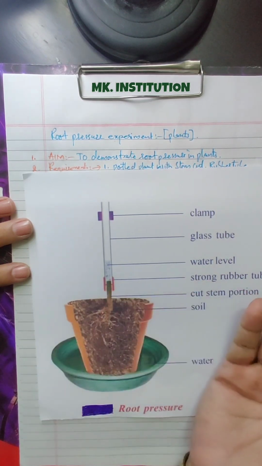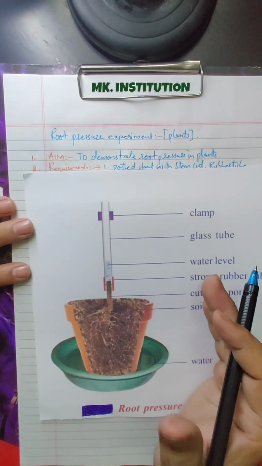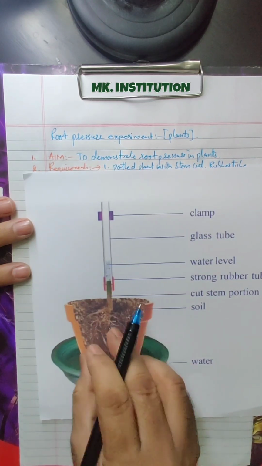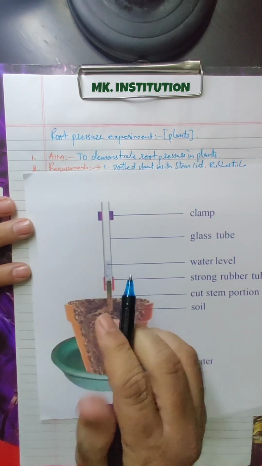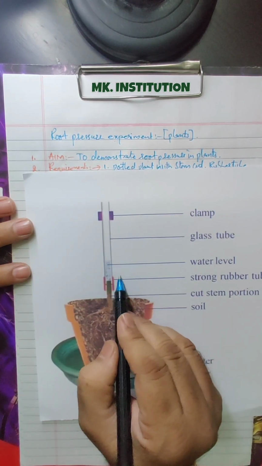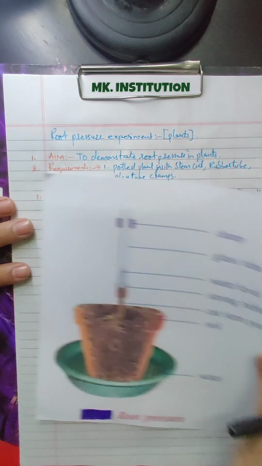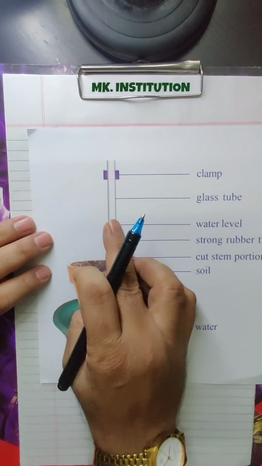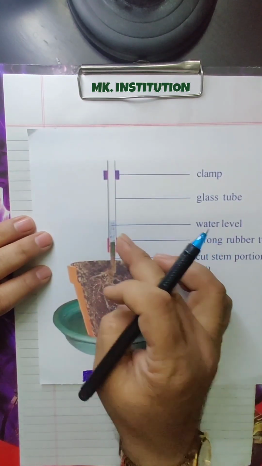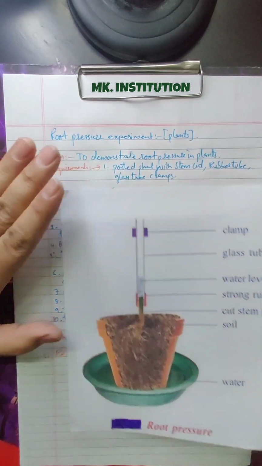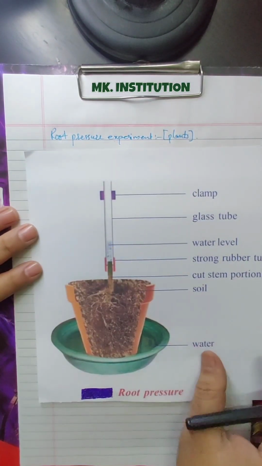Then leave this apparatus for some time, 3 to 4 hours. Within 3 to 4 hours, the water level will be raised due to the root pressure. Roots absorb the water and the water level slowly rises. Then the raised water level you have to mark M2. So the difference between M2 and M1 indicates the level of water raised. Clear? And this raising of water is only because of the root pressure. Hope understood. When you write this answer, you have to draw the diagram. Diagram carries the marks. Clear?